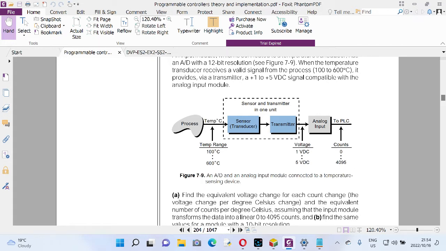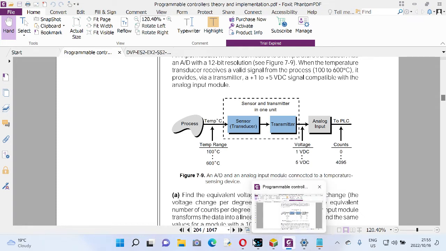So this is our destination. This is what we want to achieve. So the maximum destination is 600. The minimum destination is 100. Okay. So this is what you are going to do here.